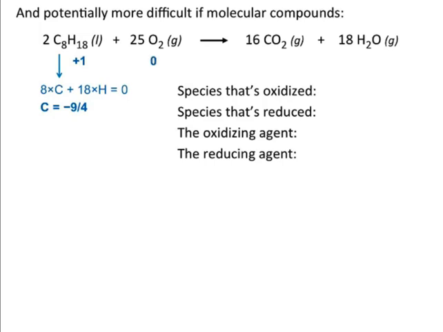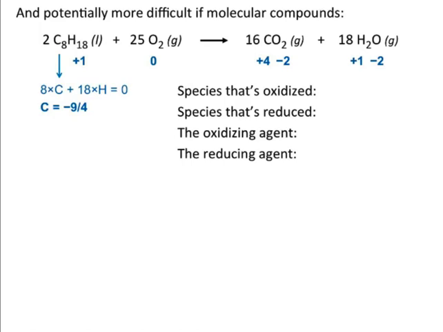Then the oxidation state of molecular oxygen is 0 because it's an element. In this carbon dioxide compound, we know that oxygen is -2. Carbon is not on our priority list, so then we can use the overall sum of these oxidation states being equal to 0 to find that carbon's +4 in this compound. And then for water, well, hydrogen's +1, oxygen's -2, that works out pretty well.